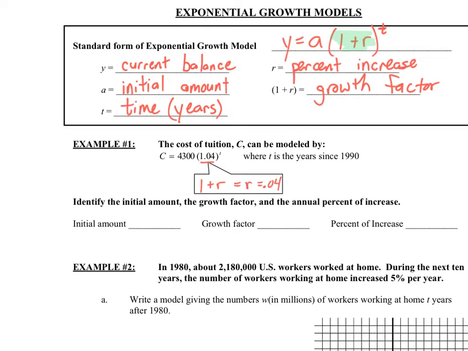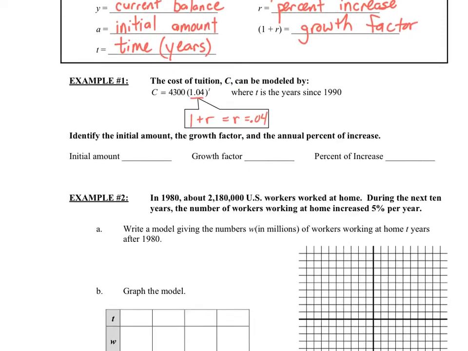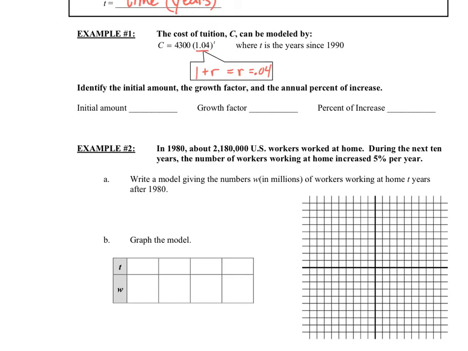So it says identify the initial amount, the growth factor, and the annual percent of increase. So the initial amount, which is usually the A value, is 4,300. The growth factor, which is 1 plus r, is 1.04. And the percent increase, which is r, is 0.04, or 4%.